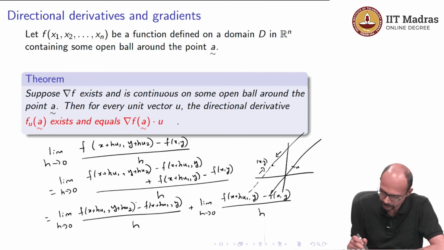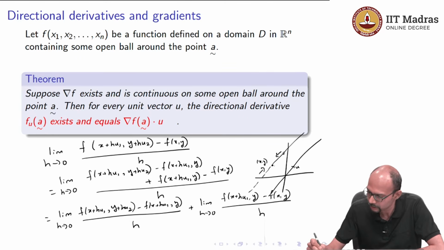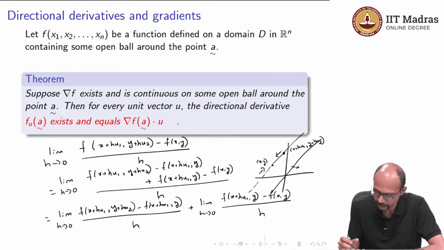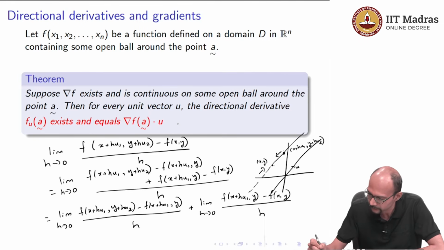Let us look at the first one. So, this is saying, suppose this is my point x plus h u1 comma y plus h u2. Okay. So, this is saying let us keep the x coordinate fixed.